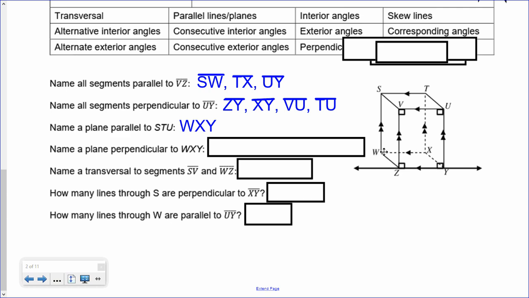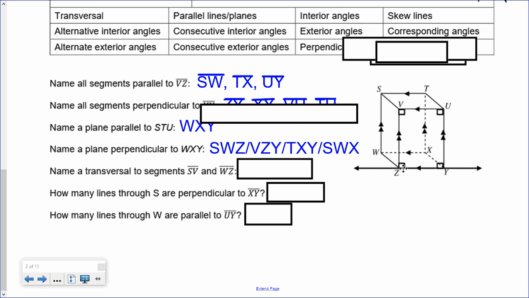So one of the planes that's going to be perpendicular is this one on the left. SVZ, I believe that's how I named it. Oh, I used W. SWZ. Right, that's the left side. I also know that the back vertical side right here is going to be perpendicular. The right side is going to be perpendicular, and the front side is going to be perpendicular. So I name all the different sides of the cube right here, and those are going to be all of the planes that are perpendicular to the bottom.